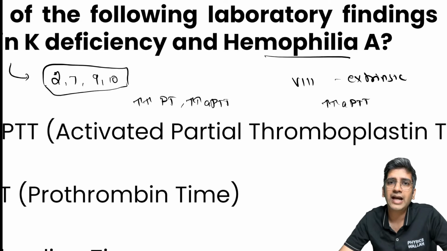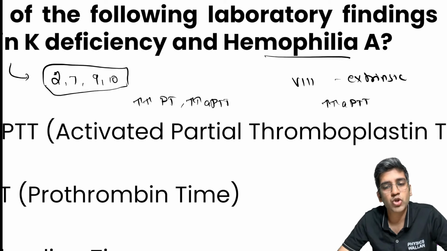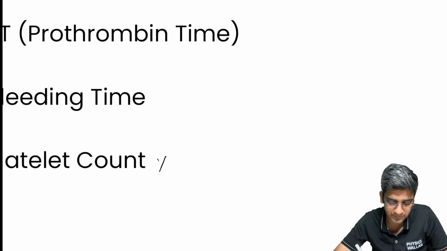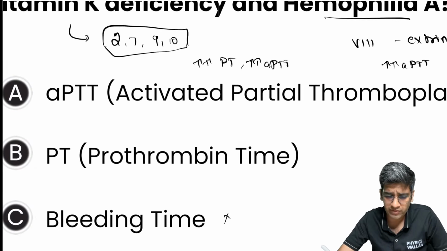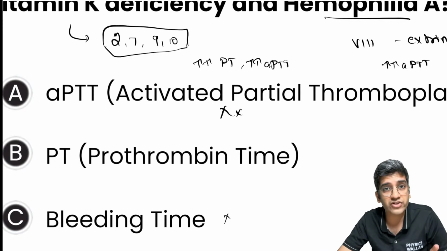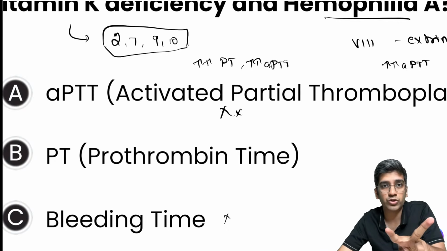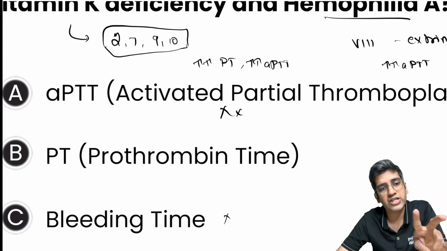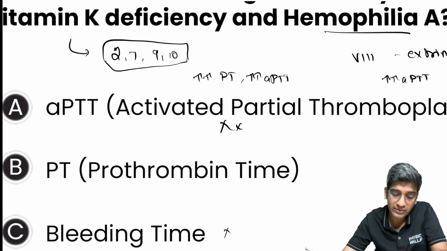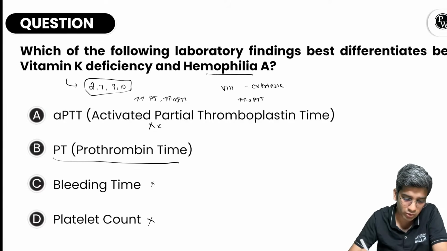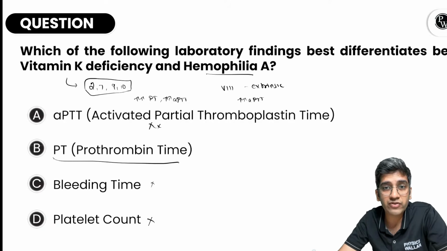In both of them, I'll have problems in clotting time, so clotting time will not help me differentiate. Platelet count will not, clotting time is not in the options, and bleeding time will not help. APTT will not help for the only reason that it is elevated in both. The only thing that will help me differentiate is prothrombin time, or PT, because PT is elevated in vitamin K deficiency and not elevated in hemophilia, right?